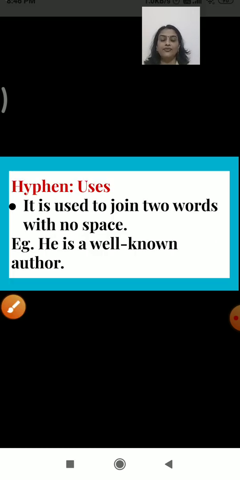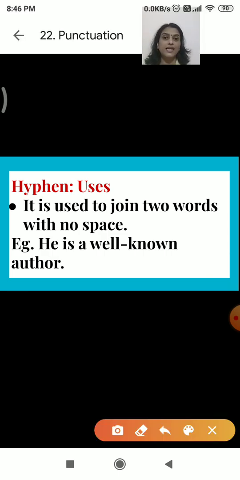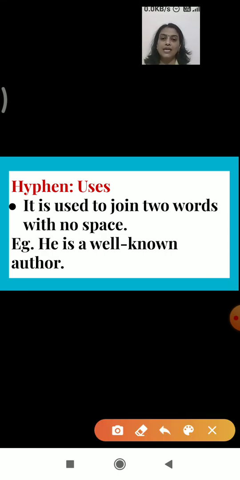Then comes the hyphen. It is used to join two words with no space. Example, he is a well-known author. Here you can see after well the small dash, and then known. So both the words are connected because of that small dash. It is called a hyphen. They are always called hyphenated words. Again your teacher will say while writing, this word is a hyphenated word, so you should know that you have to put this small little dash there.